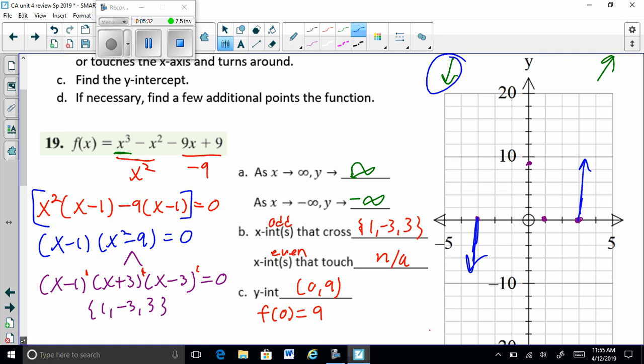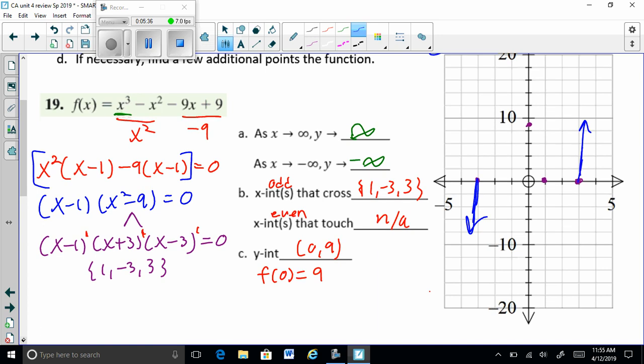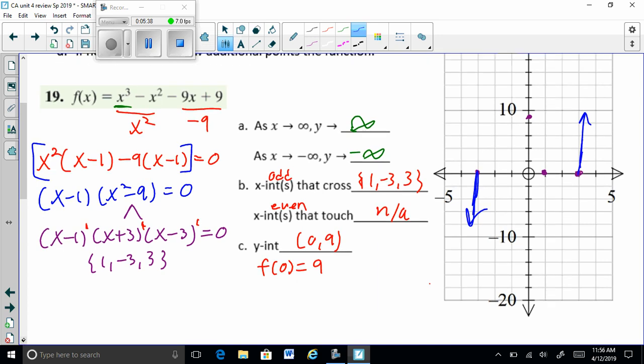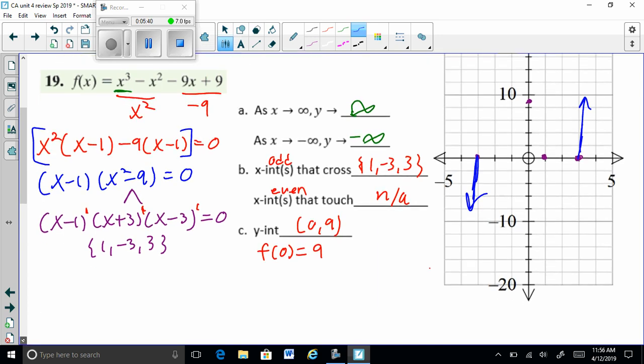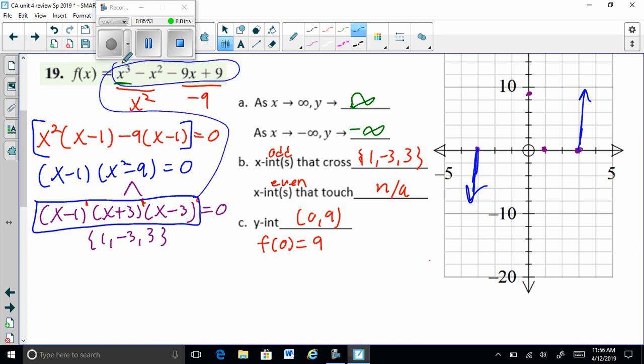So I'm going to scroll down a little bit because I'm going to need some space to do this. Now, there's a couple of different ways you could do this. On this particular problem, it might be easy actually to plug it into the factored form to figure out these values. See this right here, this is the factored form.